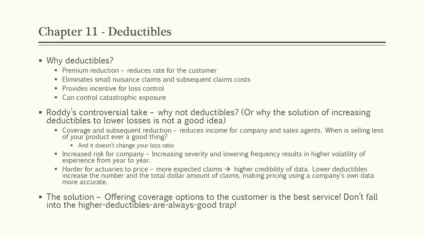So the solution is offer options to your customers. It's better service to offer them more things that they could buy. So if people want smaller deductibles, you can price for them. You can price for a $100 deductible if you want. Even if you want to load in a little bit of extra pricing because there's more claims, you can figure that out. And if you're smart, you can estimate that. And maybe your deductible factor for $100 would be a little bit higher than you would offer for a larger deductible. But that's my deductible sermon.